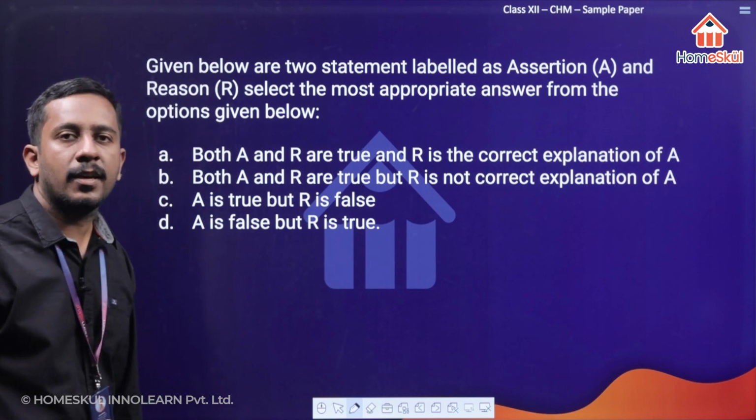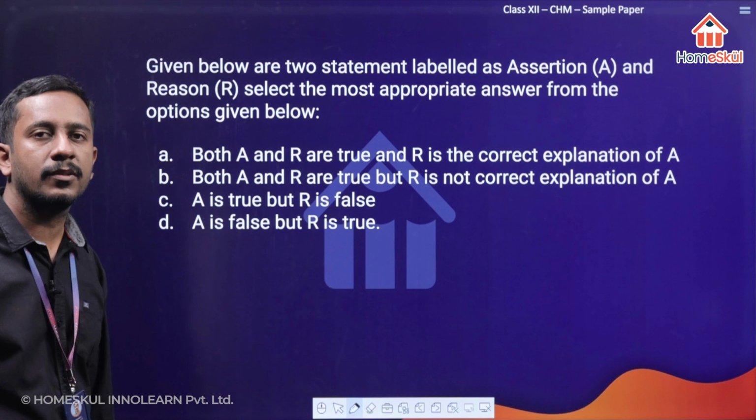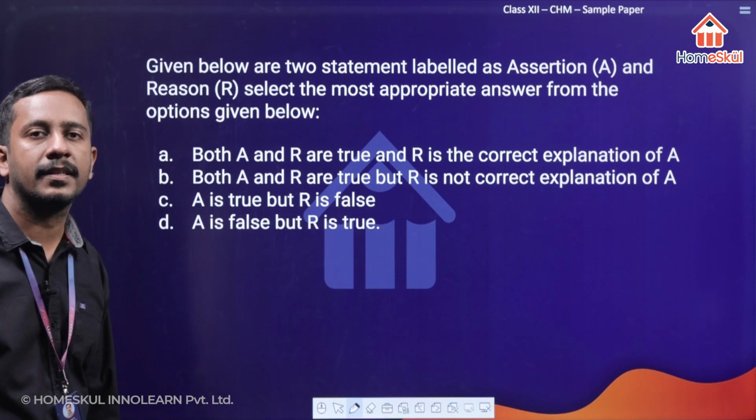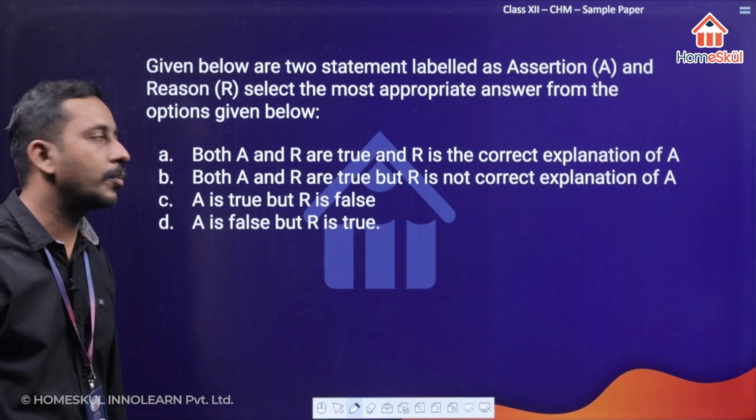Now we are moving to the next type of questions, that is the assertion-reason question. Here you will have two statements. We will have an assertion statement and a reason statement, and we will have four options given, and you have to select the correct option accordingly.